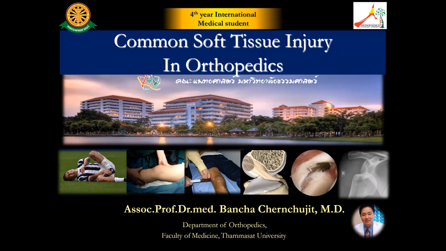So today we're talking about soft tissue injury in orthopedics. Because in orthopedics you have the soft part and the hard part, right? The hard, you mean the bone and joint. The soft tissue injury includes the muscles, ligament, and dislocation, something like that. So we are talking about common soft tissue injury in orthopedics.